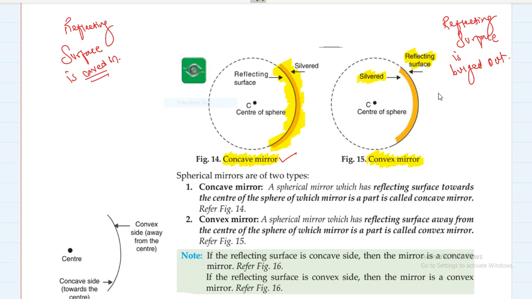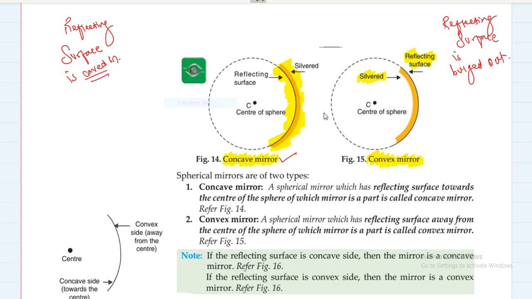So the concave mirror and the convex mirror have this one major difference. A concave mirror has the reflecting surface caved in and the silvered surface bulged out, and a convex mirror has the reflecting surface bulged out and the silvered surface on the inner caved in surface. Here you see only a 2D, two-dimensional diagram of a concave and convex mirror, or spherical mirror.